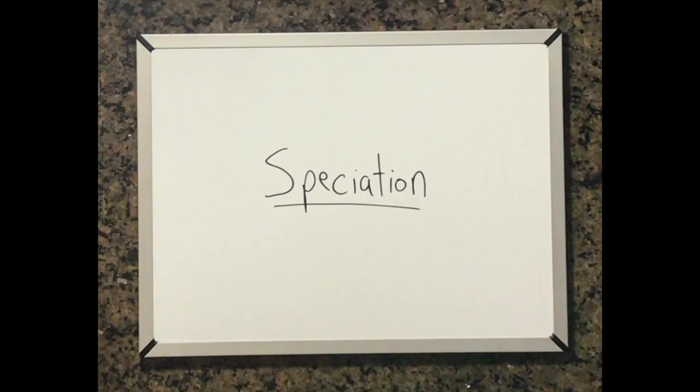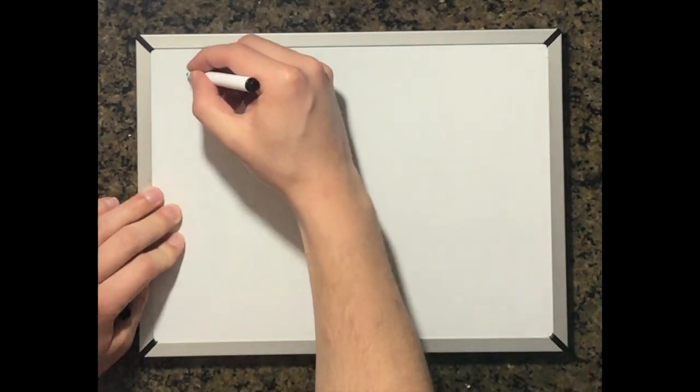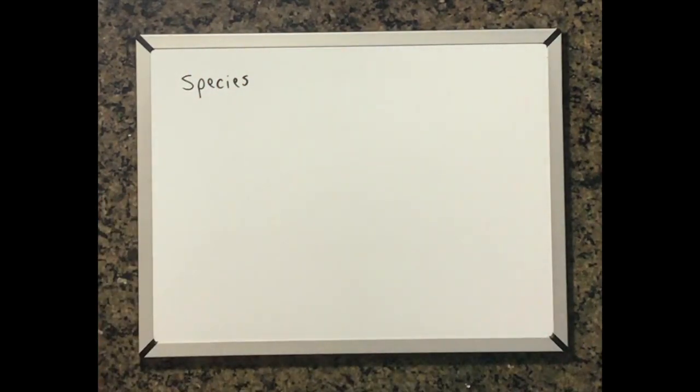So in this video, I wanted to discuss the concept of speciation, which is when one species ultimately diverges into two species. But before I get into that, we must first have a working definition of the term species. If I were to ask you to define the term species, you might run into some difficulty.